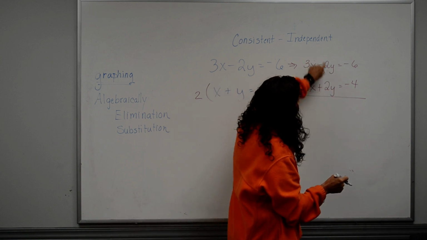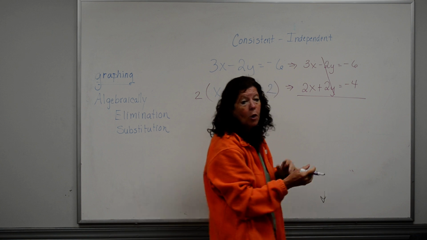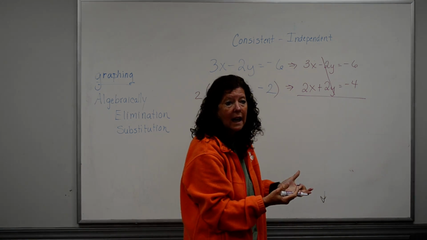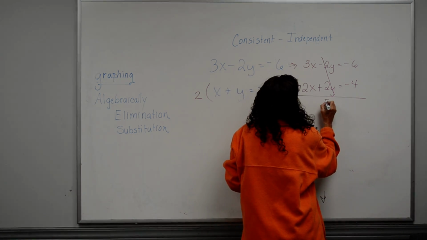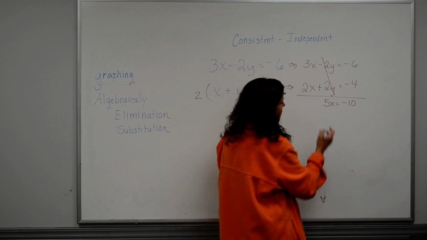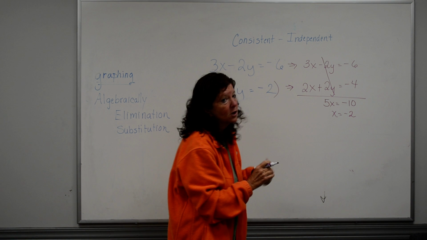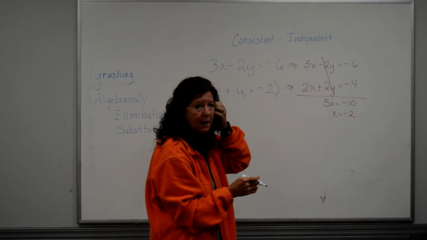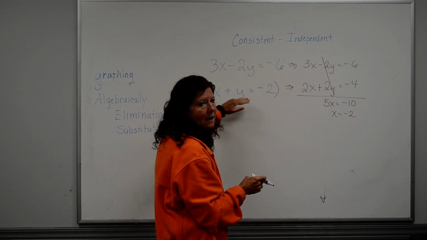The reason why I did that is because that will now eliminate out the y. Remember, the goal is to eliminate out the y or the x so I can solve for the other one. So when I add those together, I get 5x equals -10. When I divide, I'm going to get x as a -2, which is what I got before when I did graphing.